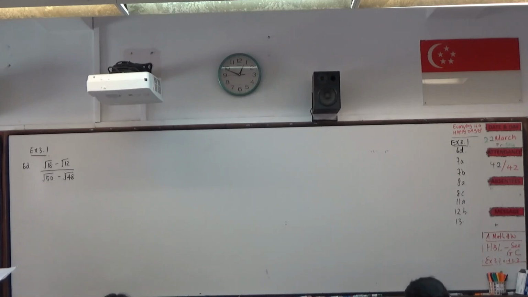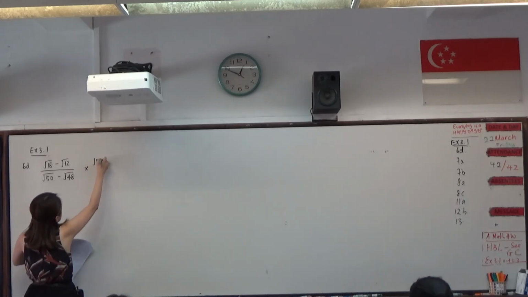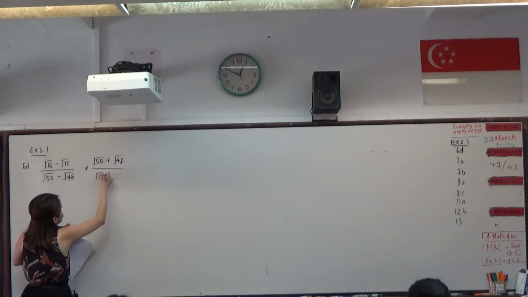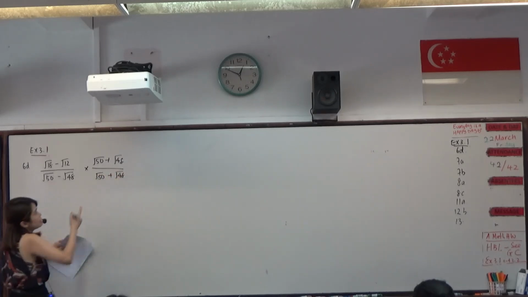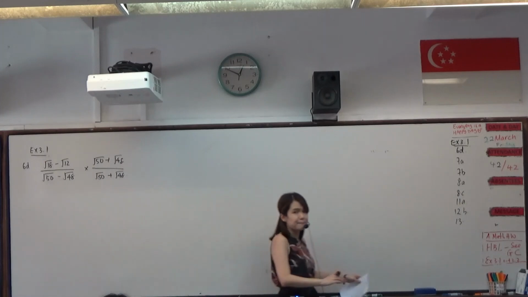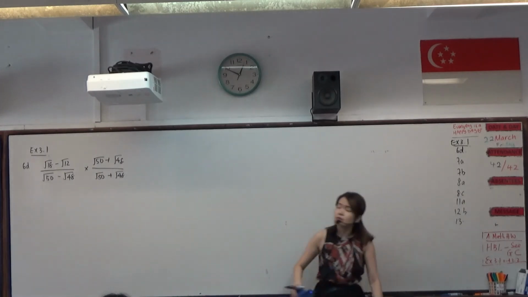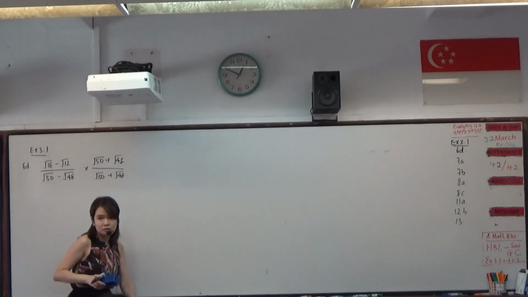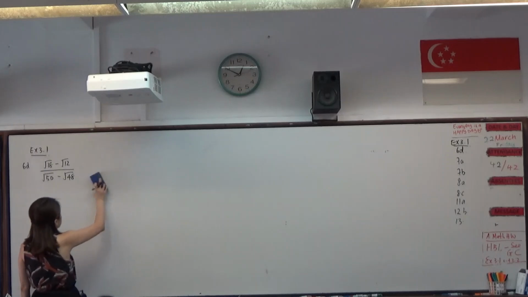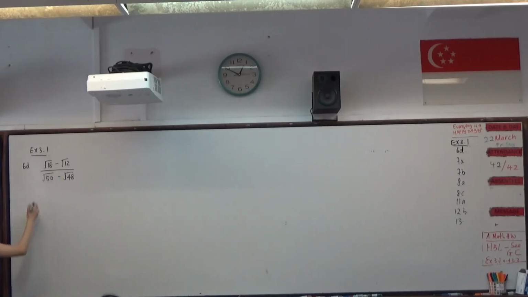Looking at the surds that we are given, if you want to jump straight into rationalizing by multiplying by square root 50 plus square root 48 over square root 50 plus square root 48, you will realize that you are dealing with very large numbers and it's not very ideal. While it is not wrong, it may not be the most efficient. So the better way is to try to simplify each of the surds first.